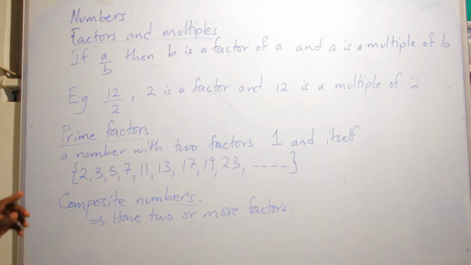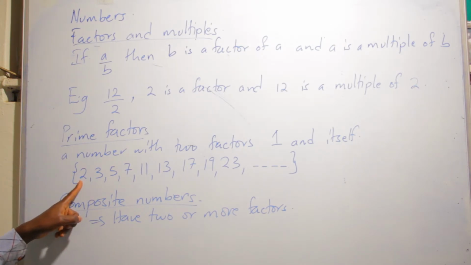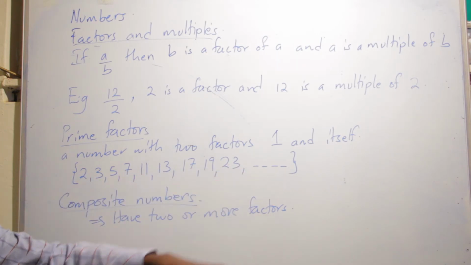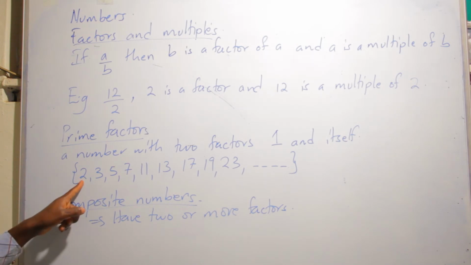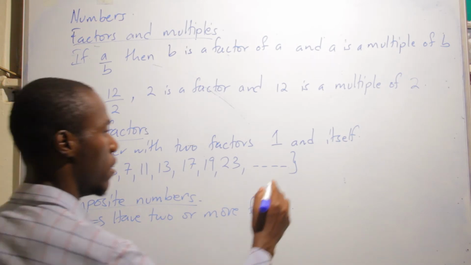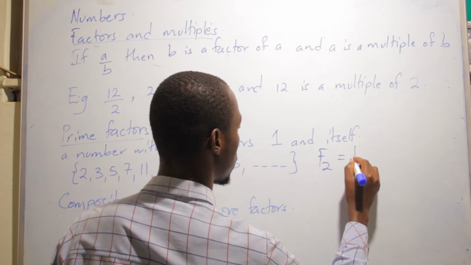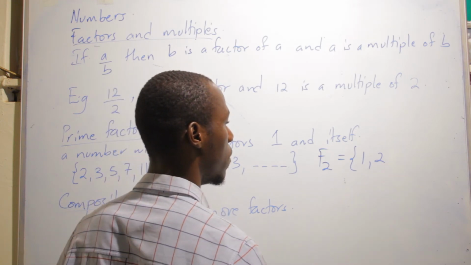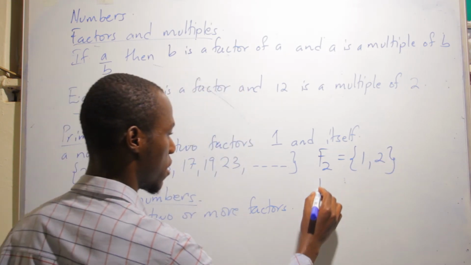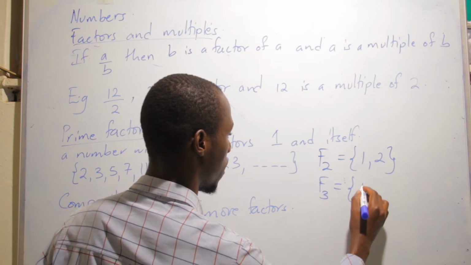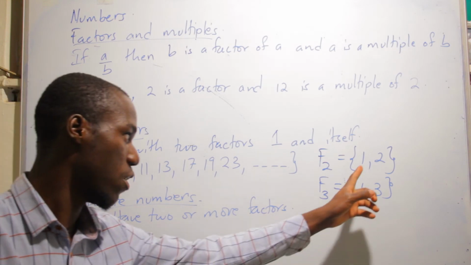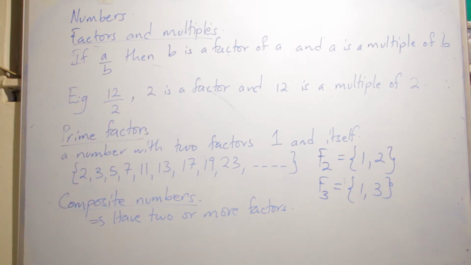Prime factors: a prime number is a number having 2 factors, 1 and itself, and the least prime number is 2, then 3, 5, and so many others. So when you check the factors of 2, there is only 1 and 2. If you check the factors of 3, there is 1 and 3. So all those numbers that have this are called prime numbers.